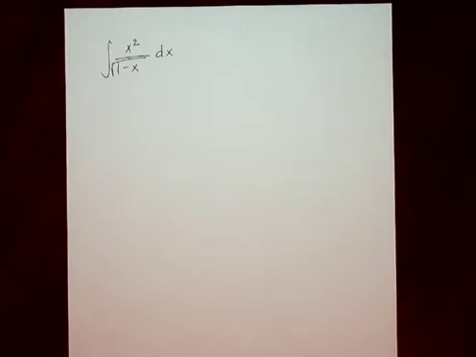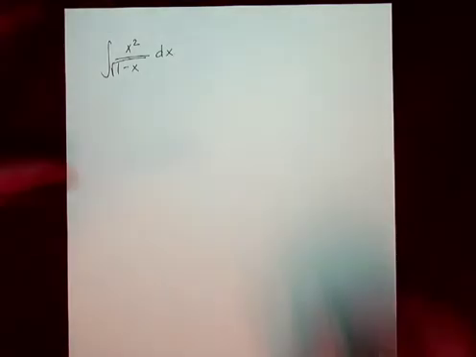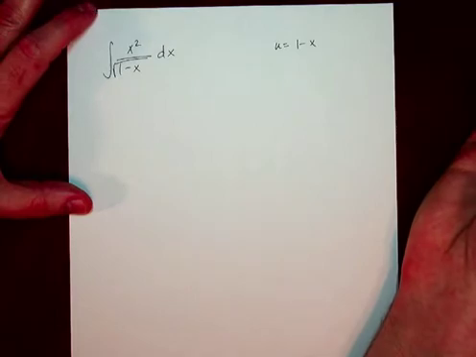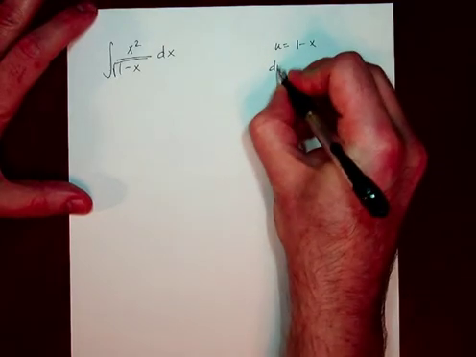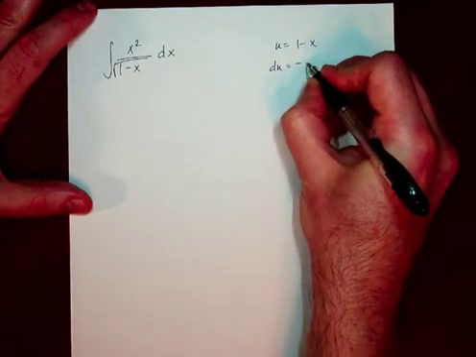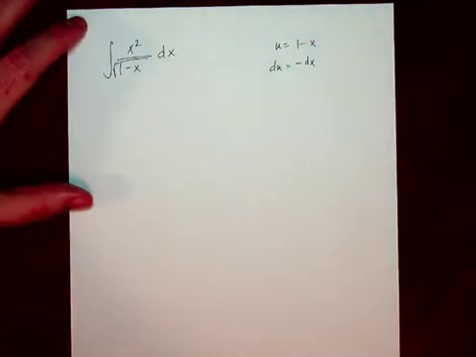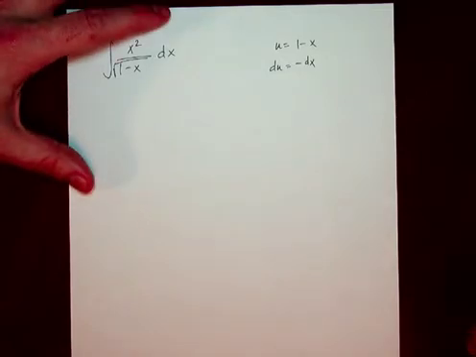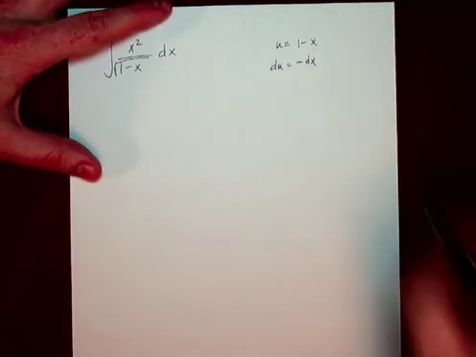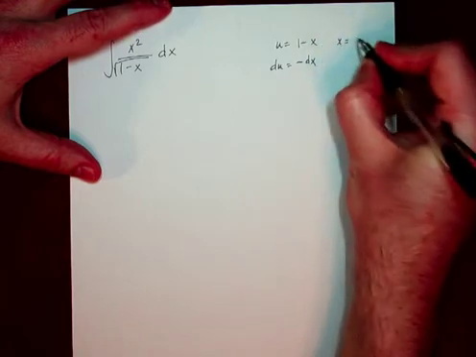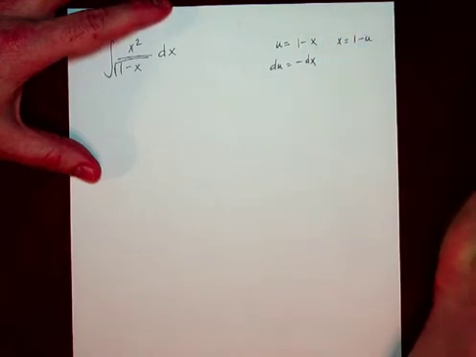The problem is the fact that you're going to sit there and you're going to let the x squared distract you, because you know in your heart of hearts that u needs to be the radicand. And you know that that means that du is negative dx, right? Because the derivative of 1 minus x is negative 1. What you're not taking into account is the fact that if u is equal to 1 minus x, then x is equal to 1 minus u as well.